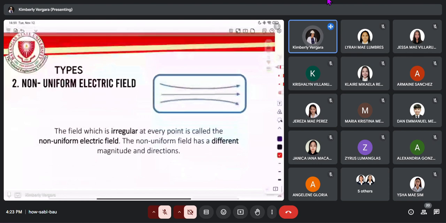Next, we have the non-uniform. So, mapapansin niyo po dito sa diagram natin, it has irregularity in its lines. So, the field which is irregular at every point is called the non-uniform electric field. The non-uniform field has a different magnitude and directions.